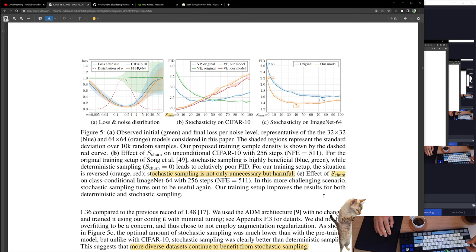So this is kind of how they're picking their S-churn, which defines the stochastic sampling, right? So S-churn of 0 improves the Fréchet inception distance, right? Remember, lower is better. So when you actually have no stochastic sampling, you get a better score. Then when you have high stochastic sampling, but a little bit of stochastic sampling is actually better than no stochastic sampling.